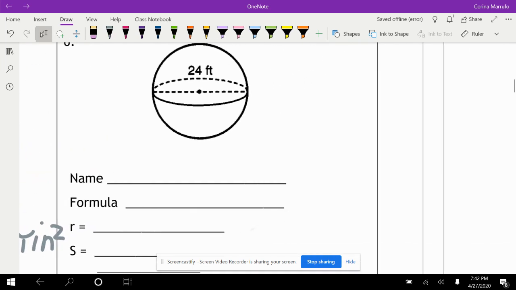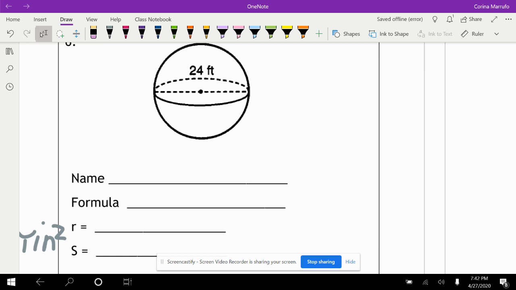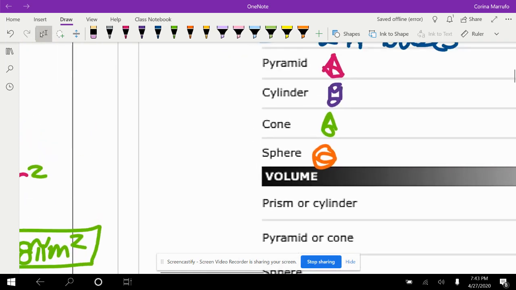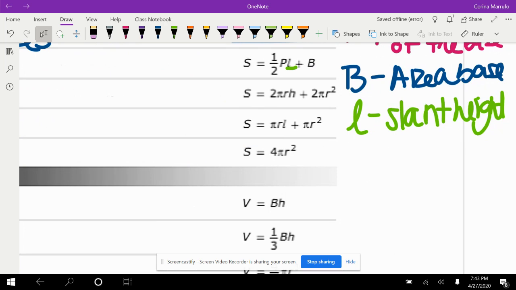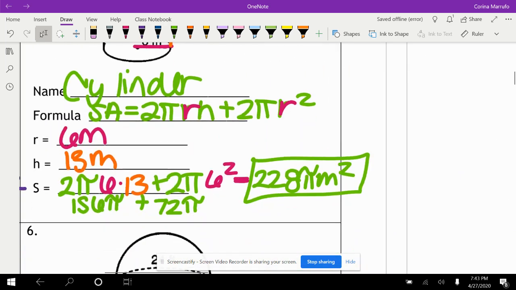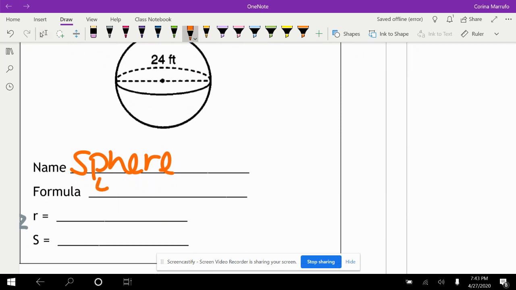All right, and the last one. So this is a sphere. Okay, your sphere is in the shape of a ball. So if we look at the formula for a sphere, we have here 4 pi r squared. That's the surface area. So here I'm going to write 4 pi r squared. And all we need for this is a radius. Now they tell us this is 24 and it's right here in the middle. So they're telling us that the whole diameter is 24, but that's not what we need. We just need the radius. So just half of it. So this is going to be 12 feet. So radius is 12 feet.